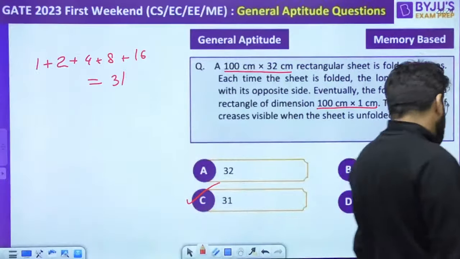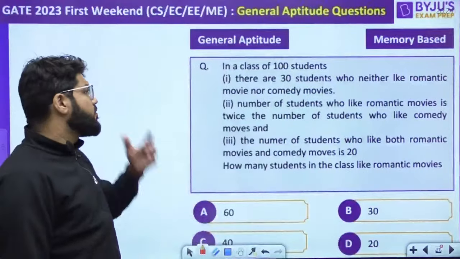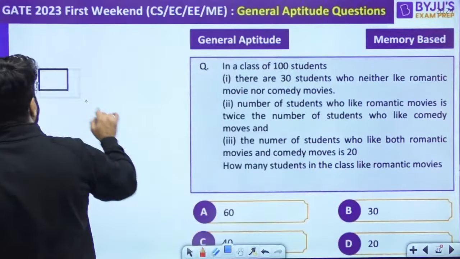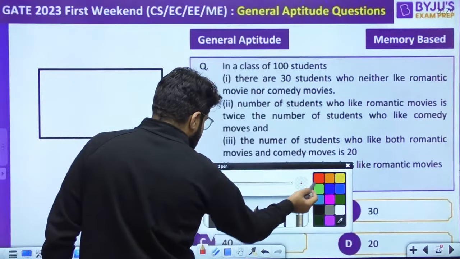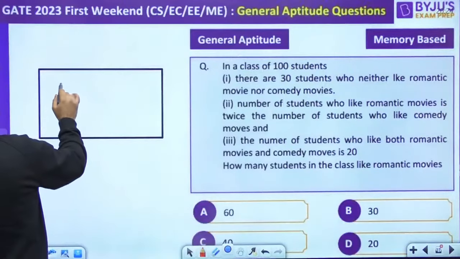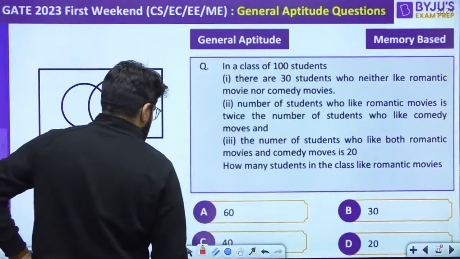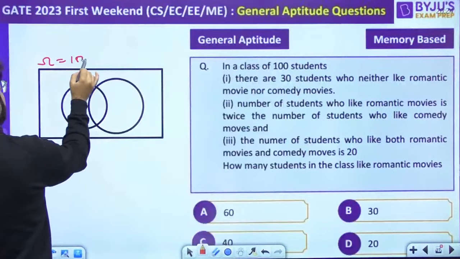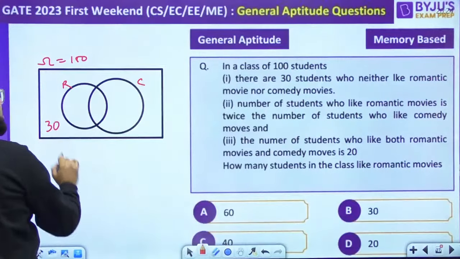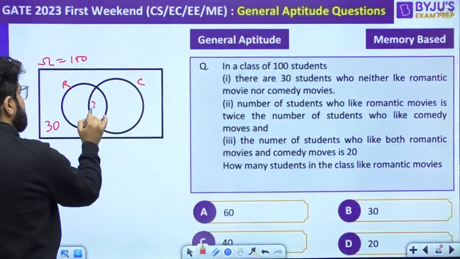Okay, let us move ahead to the next question. In a class of 100 students, there are 30 students who neither like romantic movie nor comedy movie. It is a Venn diagram based question. There are 2 types of movie, romantic movie and comedy movie, which are being discussed. So this sample space is of 100 students. There are 30 who don't like romantic or comedy, so these are 30 students sitting outside both. Third statement, the number of students who like both romantic and comedy is 20, common to both.